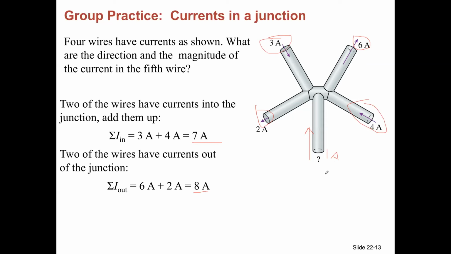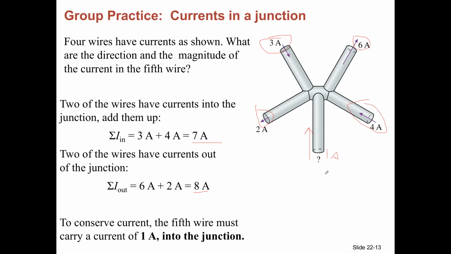Okay, so this is a standard conservation of current problem, looking at different junctions of wires and trying to figure out what the unknown current must be. Give me 1 second. We're going to try another one now. So now that everyone's seen how that works, let's try another one.